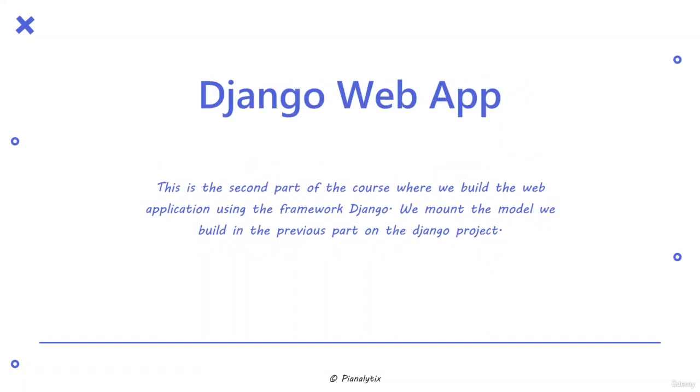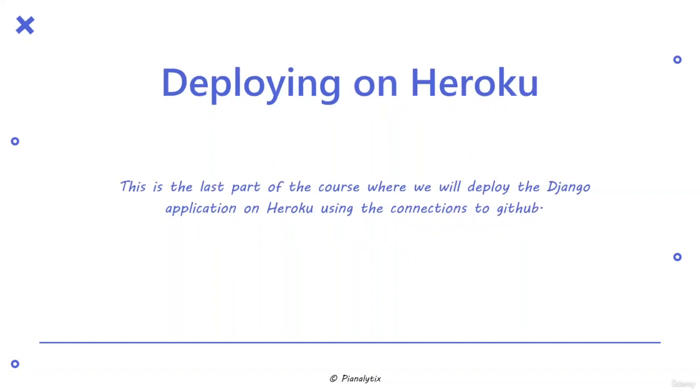Now the Django web app. This web application is the second part of the course, and we will be using the framework Django to build it. We will mount the model we built in the previous part onto the Django project. The last part is deploying on Heroku. This is the last part of the course, where we will deploy the Django application on Heroku using the connection to GitHub.